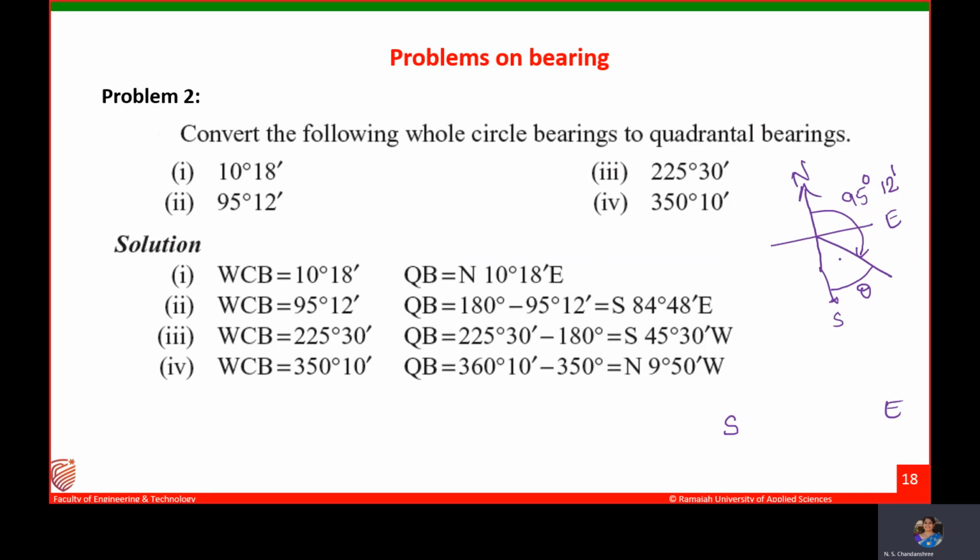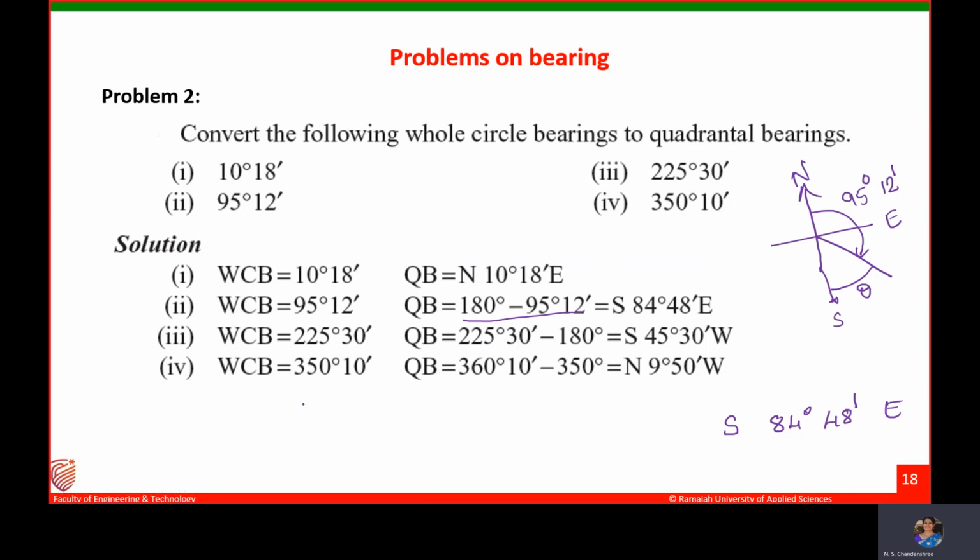So how do you find out this theta? From here to here it is 180 degrees. 180 minus this angle, if we do, we will get this value theta. That is what is done here. 180 degrees minus 95 degrees 12 minutes will give us 84 degrees and 48 minutes.